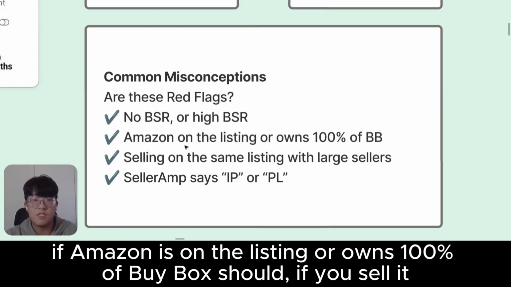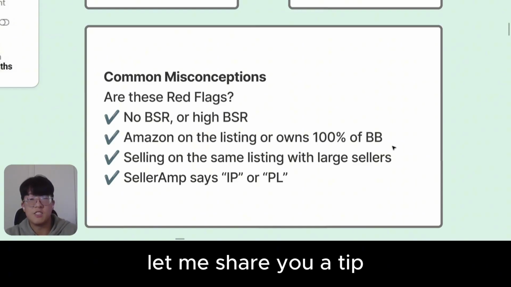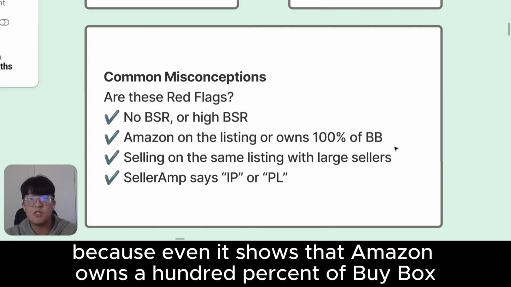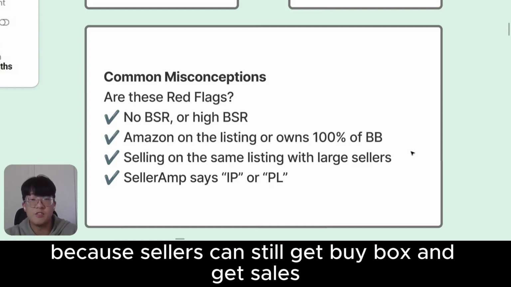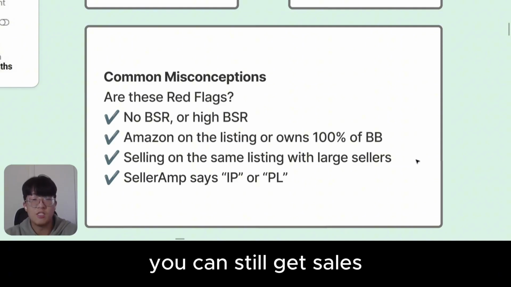If Amazon is on a listing or owns 100% of the buy box, should you sell it? Let me show you a tip. This isn't a red flag at all, because even though it shows that Amazon owns 100% of the buy box, this number isn't exactly accurate in Keepa, because sellers can still get the buy box and get sales. Even if you don't have the buy box, you can still get sales.